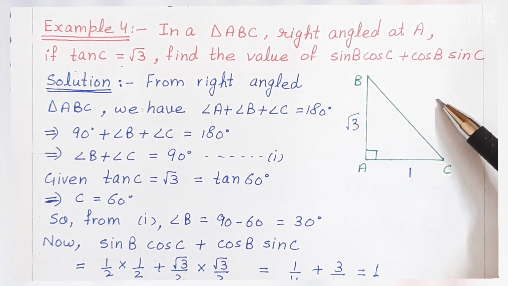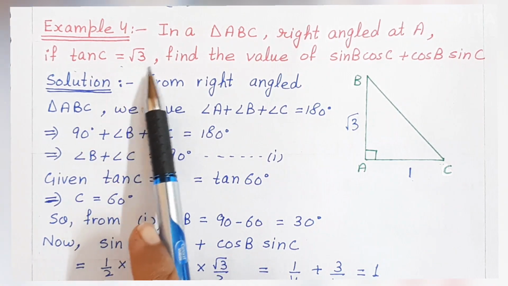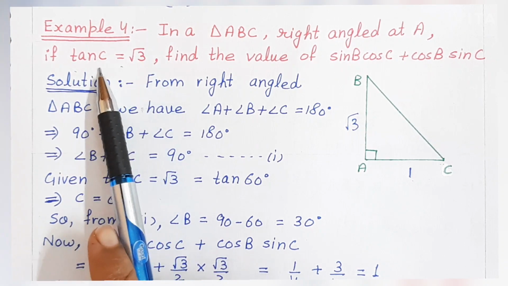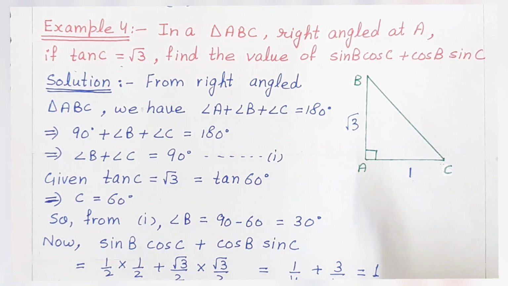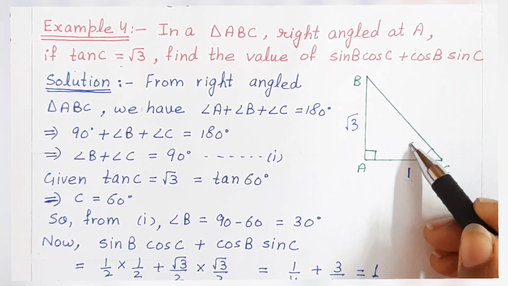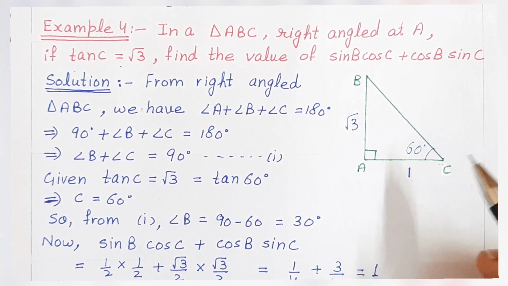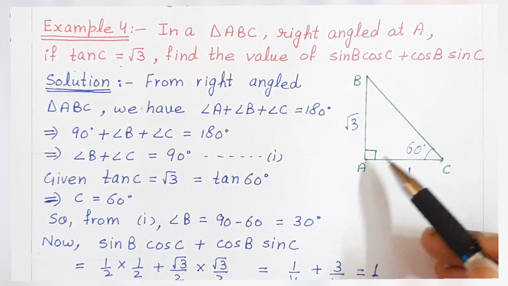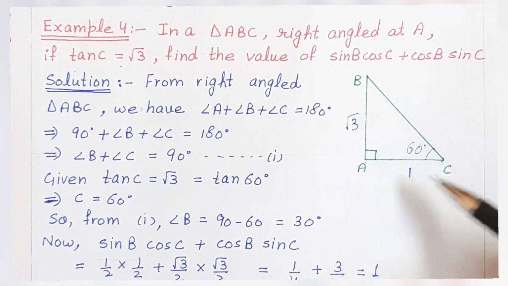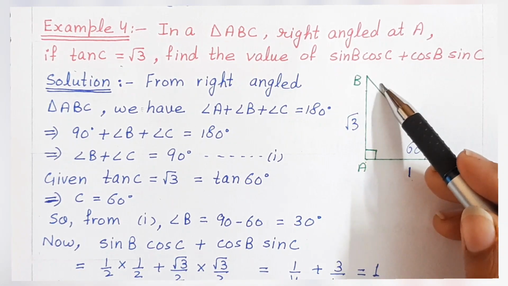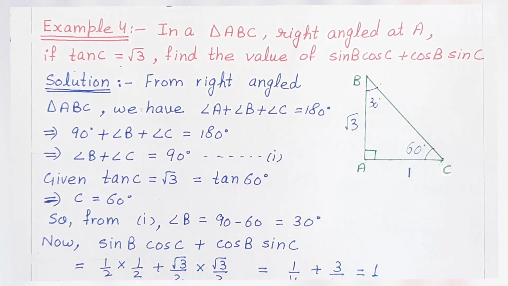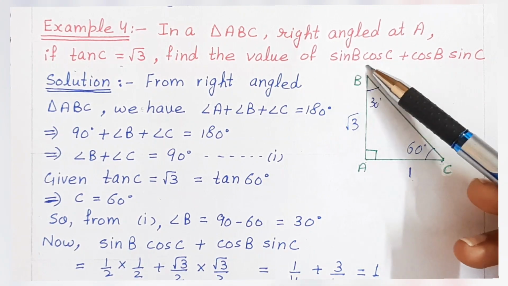The other method is that we know that tangent is root 3 at 60 degree. That means angle C is 60 degree. Now if angle C is 60 degree, angle A is 90 degree, then by angle sum property, angle B will be, yes, angle B will be 30 degree. Clear? Now in that way, we can substitute the values here.